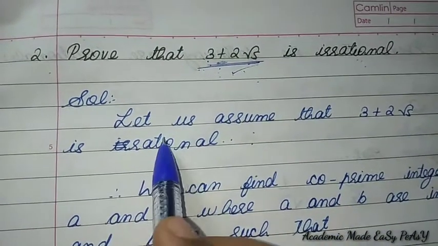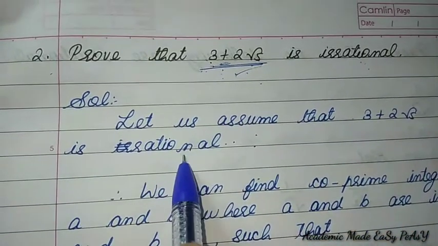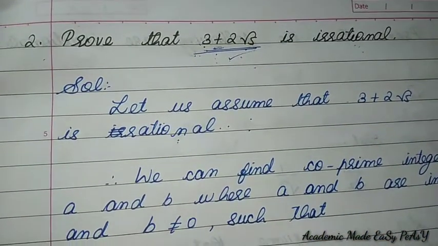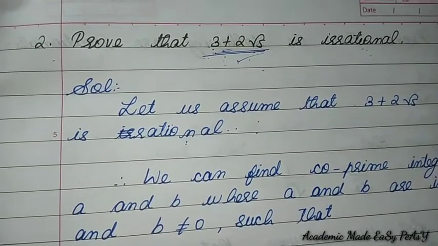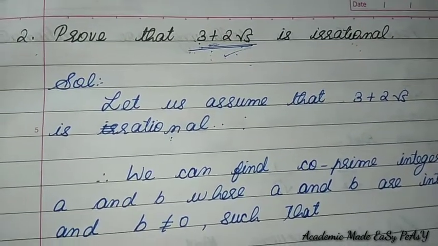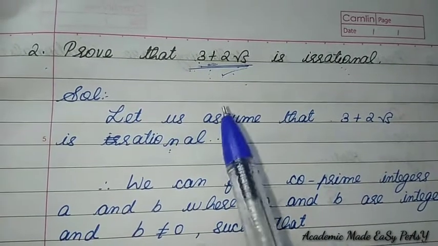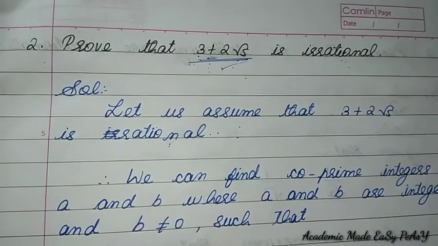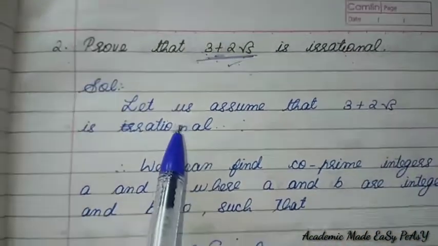First we will assume that 3 plus 2 root 5 is rational. Then we will take any two co-prime integers and express it in the form of p by q. Then we'll check whether it is co-prime or not. If it is co-prime, then we will say that it is rational. If it is not co-prime, we will say that it is irrational. Okay, now let's move on.